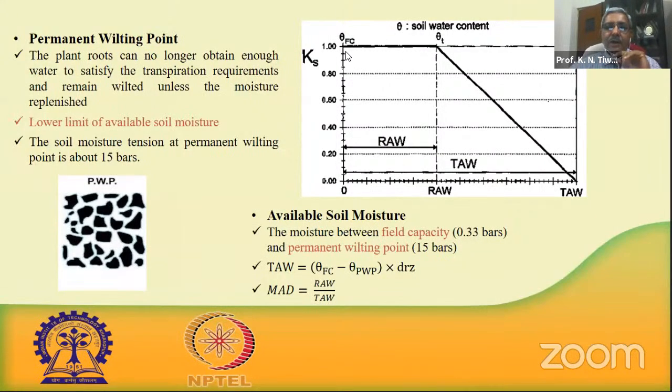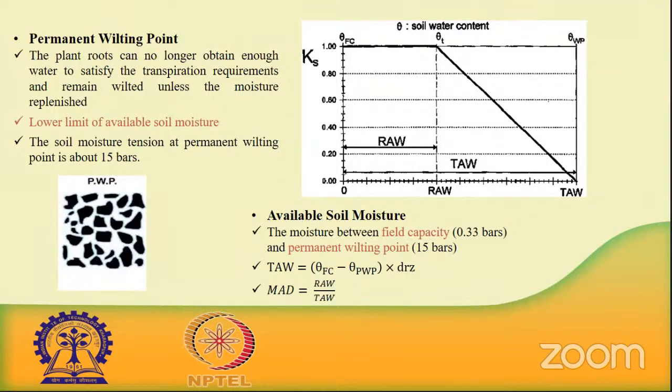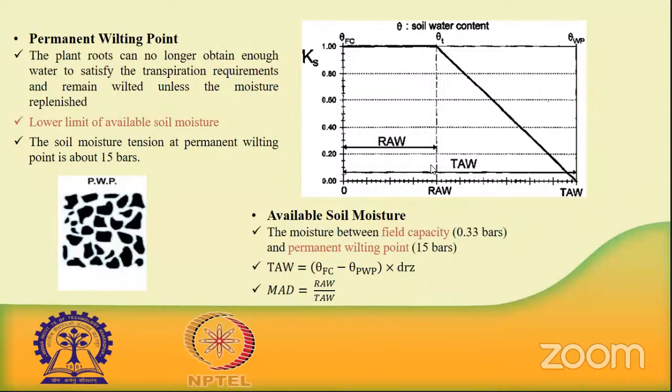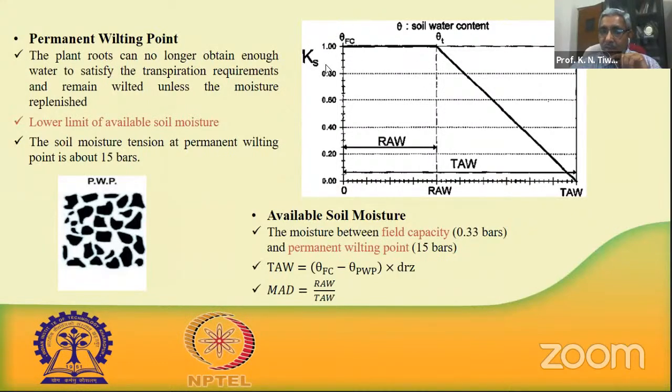Now, this soil water content is expressed when the soil water potential is zero, meaning at saturation. But from saturation to field capacity, this water is not useful from the plant growth point of view. So whatever moisture is available from field capacity to a particular level of soil water content, we call it the critical soil water content, critical soil moisture content. This soil water content is readily available water where stress is not there. So the Ks value from field capacity to the critical soil water content is 1.